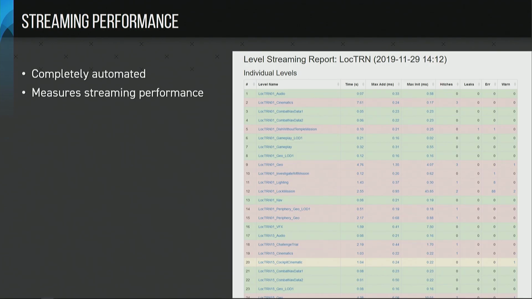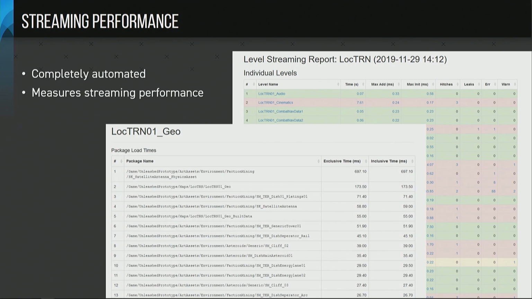The next thing was also a completely automated streaming performance report, where every night we would automatically load the different levels that we had in the game and record how long loading these levels would take. We were also able to drill down to the individual asset level and see how long each level asset takes to load. Based on this, we would be able to decide, okay, this asset takes super long to load. We need to optimize this and look into what's wrong here.